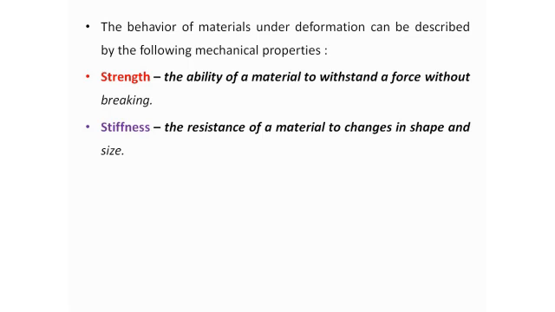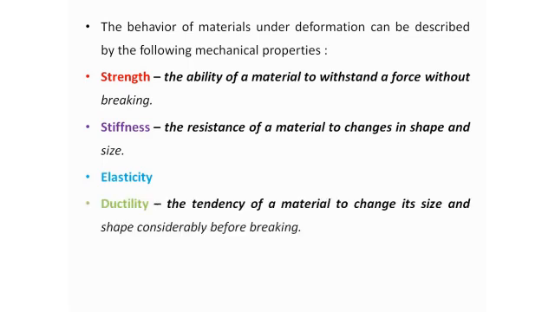Next mechanical property is stiffness. Stiffness can be defined as the resistance of a material to change in shape and size. Stiffness is the resistance of a material to changes in shape as well as in size. The next one is elasticity. Then the next one is ductility.